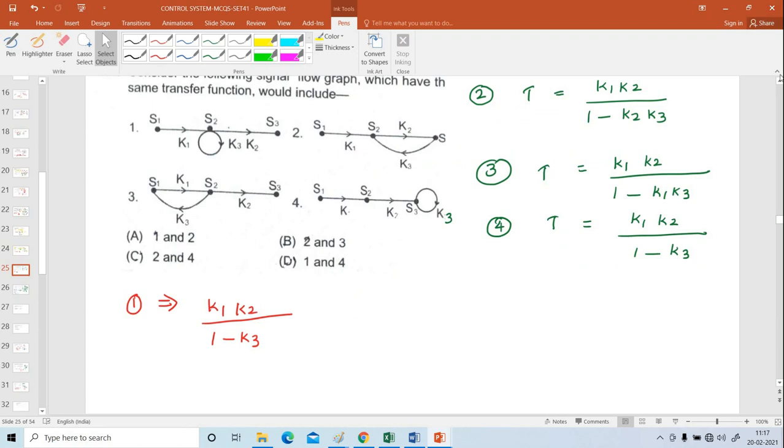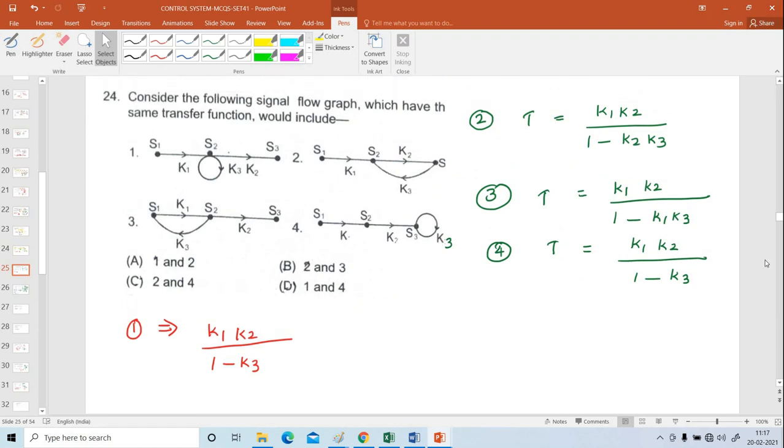Next problem. Problem number 24. Consider the following signal flow graphs which have the same transfer function. See the first one. What is the forward path? K1 into K2. Only one feedback loop is available, a self loop, 1 minus K3. Okay, next find out the second one. T is equal to forward path K1, K2, and the loop is K2, K3, 1 minus K2, K3.